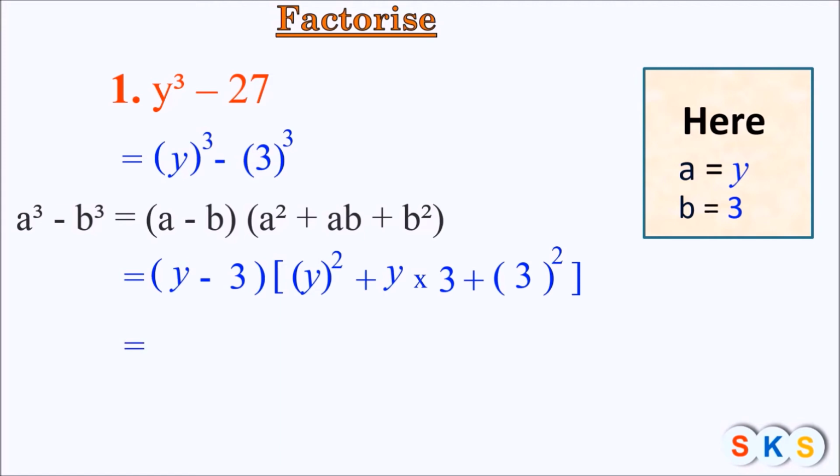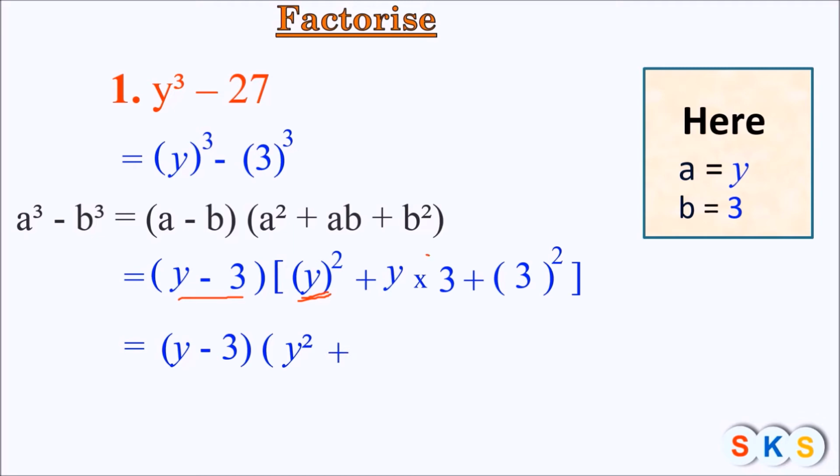So we will get here equal to, you can see the first bracket has two terms y minus 3 and they are unlike, so it cannot be simplified further, so we will copy as it is. Now we will go for the second bracket, and you can see here the first term of the second bracket is y square, and y square means y into y, and y into y gives us y square plus y into 3.